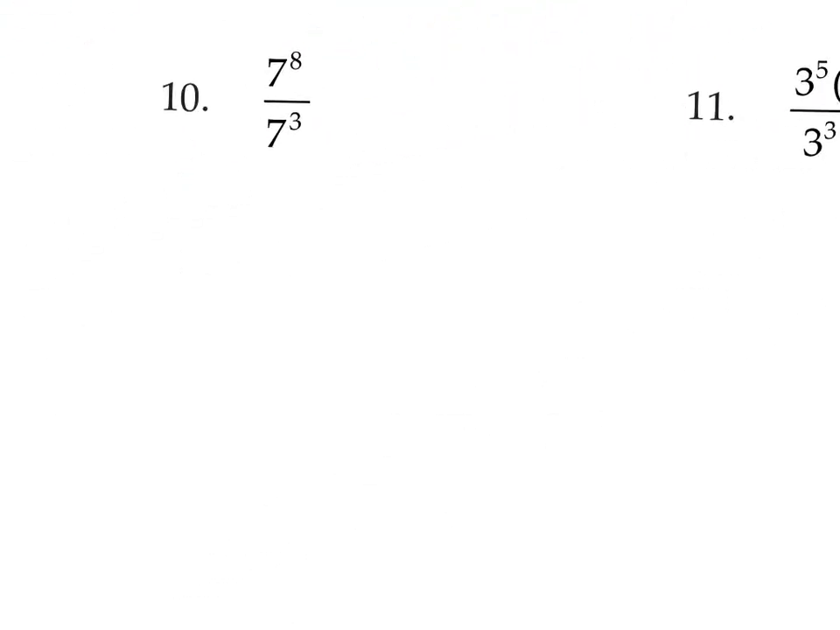On number 10, we're going to start using a different rule. Remember, when we divide the same base, we subtract the exponents. So the base here is 7. We subtract the exponents, 8 minus 3. We get 7 to the 5th power. That's a minus, not a times.